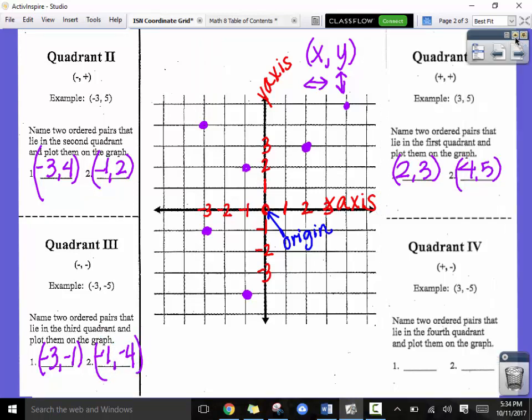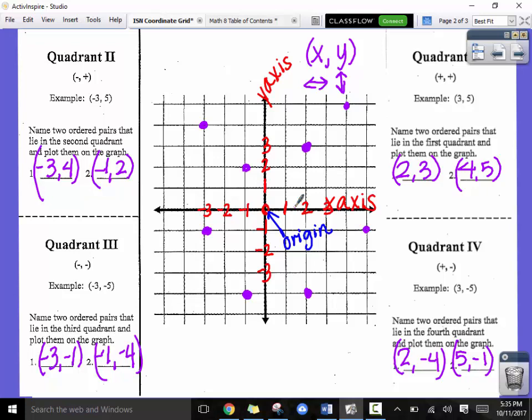And then last but not least, quadrant 4 is this area right here. So over positive, down negative. I'm going to choose (2, -4). (2, -4). And another one, over 5, down 1. (5, -1). Make sure you're putting your parentheses around your ordered pairs. And if you ever have an ordered pair that's on an axis, it is not in any quadrant. It's just on an axis.